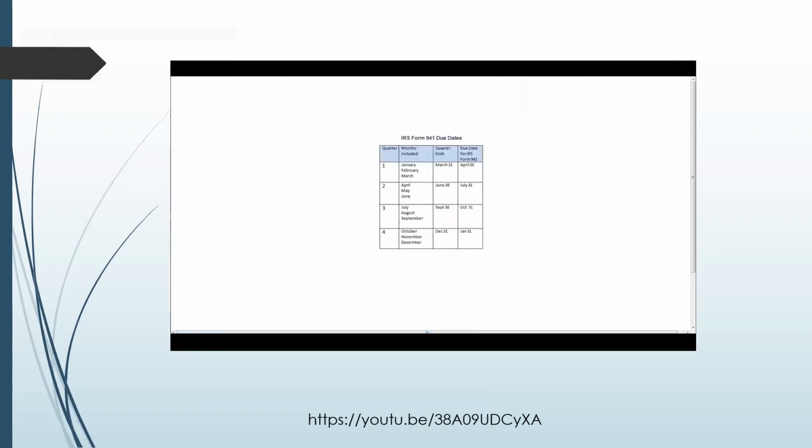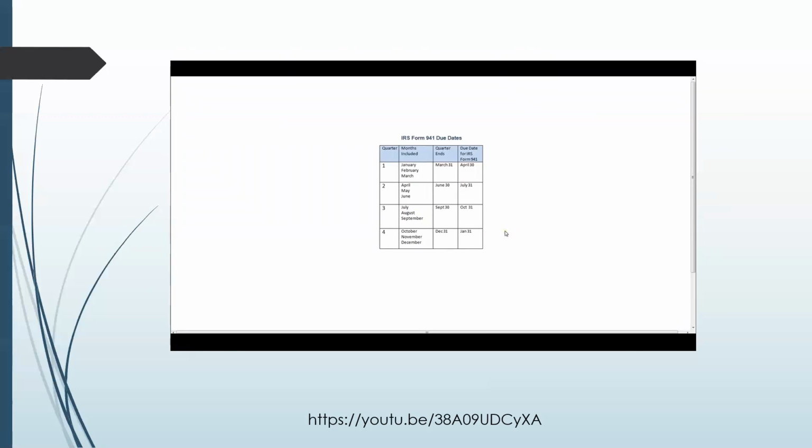This form is due at the end of each quarter. So, for example, quarter 1 ends on March 31st. This would be due by April 30th. So, April 30th, July 31st, October 31st, and January 31st are the due dates for the IRS 941 form.